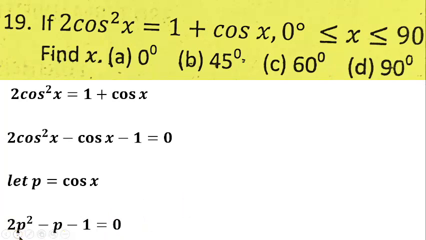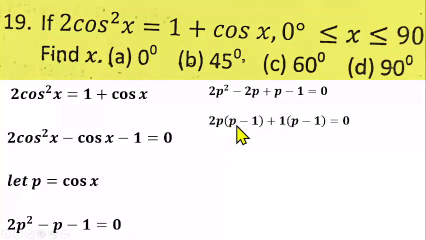You can use any method you know, but you can use the factorization method here. 2 multiplied by minus 1 gives us minus 2. Then 2 numbers you can multiply together to give us minus 2, and when you add them together give us minus 1, and that should be minus 2 plus 1. So those 2 numbers will now replace minus p here. That should give us 2p squared minus 2p plus p minus 1 equals 0. Then factorize this. So you have 2p into p minus 1. Then factorize this. 1 is common, so that plus 1 into p minus 1 equals 0.